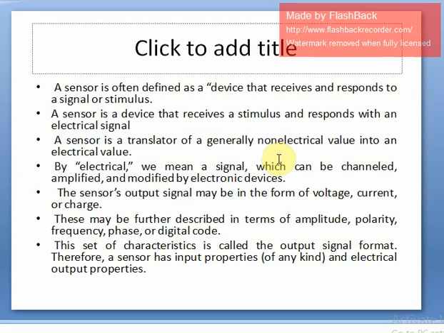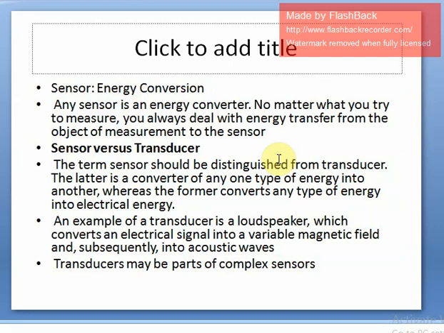Already we have discussed, right? The sensor is often defined as the device that receives and responds to a signal or any stimuli. The set of characteristics of a signal format. The sensor has input properties and electrical output properties, right? So we have discussed this before.